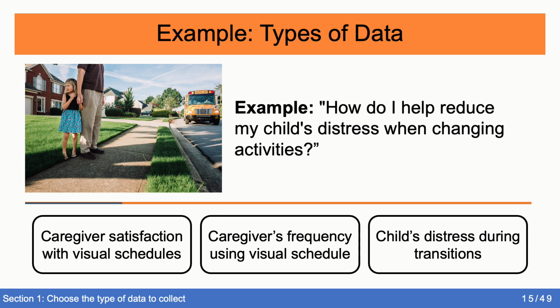Let's use the example from the previous module to show how qualitative and quantitative data are different. As a reminder, the example was about a study researching a visual schedule therapy to reduce children's distress when transitioning between activities. The outcomes the researchers decided to measure included the caregiver's satisfaction with the visual schedules, caregivers' frequency of using the schedules, and the child's distress during transitions. We will go through each of these outcomes and decide if we should use qualitative or quantitative data.